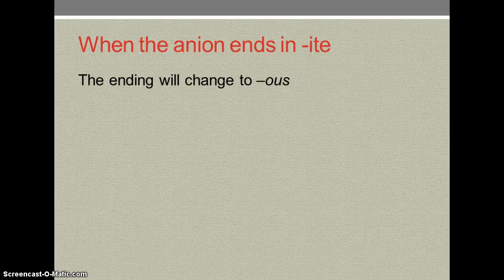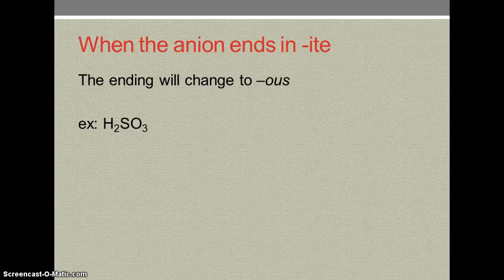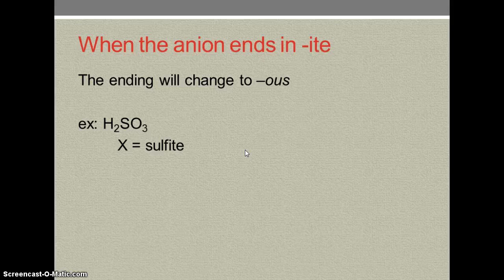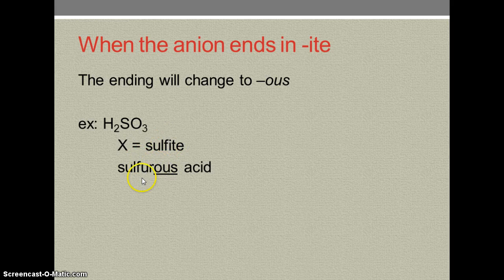If your anion ends in "ite," so sulfite, phosphite, the ending is going to change to "ous." So we're not going to add a prefix anymore. We're just going to change the ending from "ite" to "ous." So if you have H2SO3, that SO3 group is our anion, which is sulfite. Now for sulfite and phosphite, you're going to have to bring that UR piece back that we dropped. And so this is going to become sulfurous acid. So we're going to bring that UR back and then change the ending from "ite" to "ous."